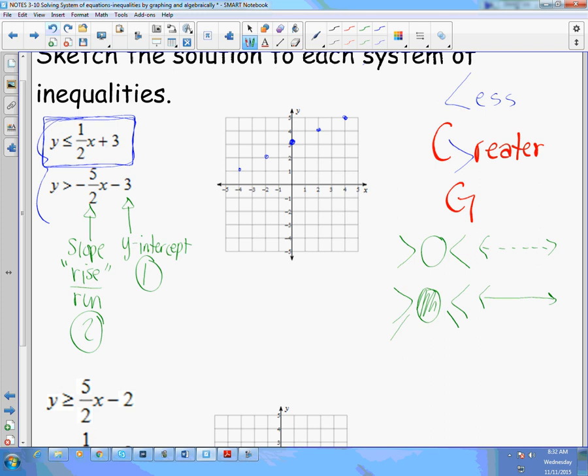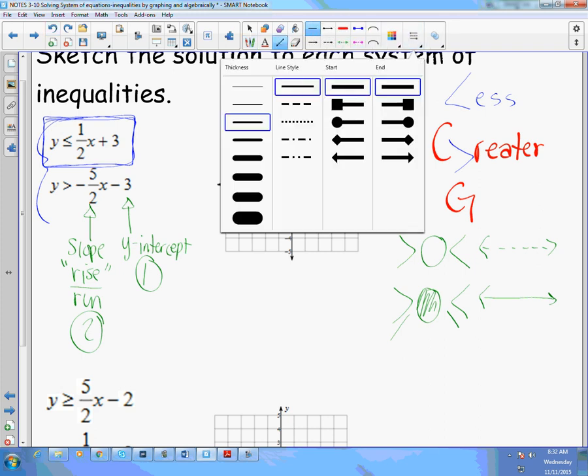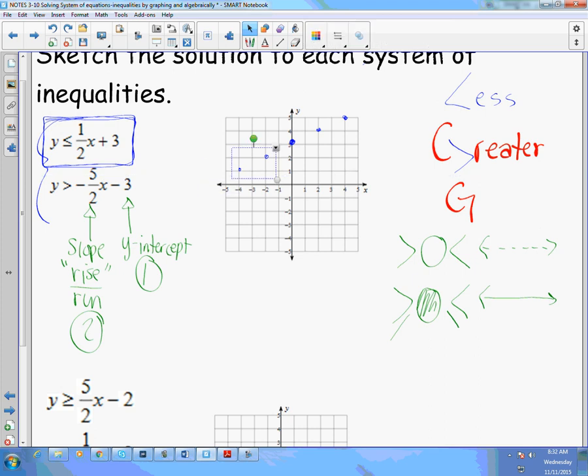Okay, now look at this line. Should we connect these dots with a solid line or a dotted line? Solid or dotted? Please show me. The top line, is it going to be solid or dotted? It's less than or equal to, so solid, right? So take your ruler and connect them with a solid line. Oops.